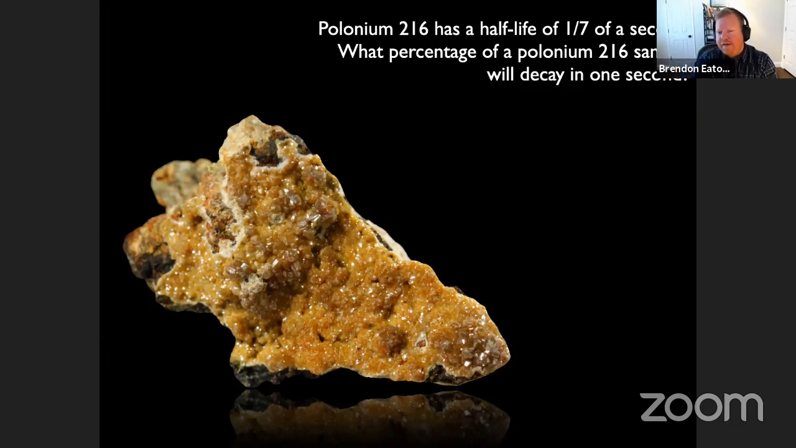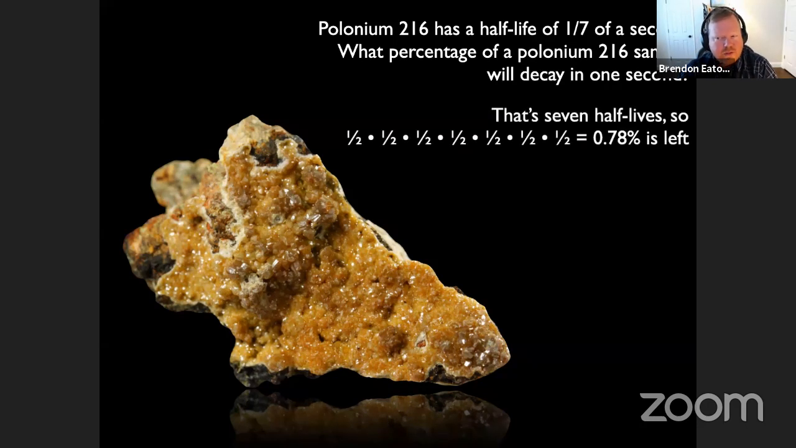So over 7 half-lives, we know that half of the material has decayed every time. So that turns into 1/2 times itself 7 times. So 1/2 times 1/2 times 1/2 times 1/2 times 1/2 times 1/2 times 1/2 gives you 0.78%, which is left of the original substance. And if you take 100% and subtract 0.78, that tells you 99.22% has decayed.